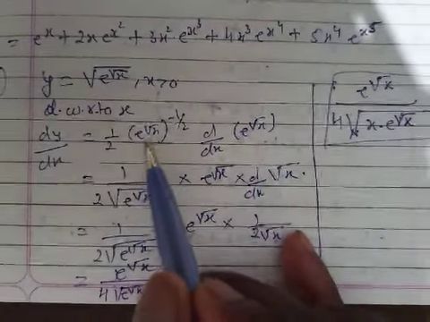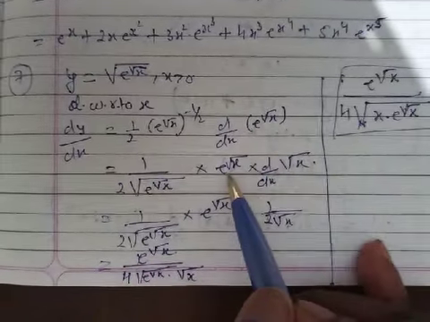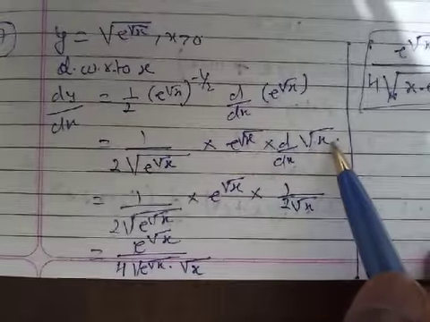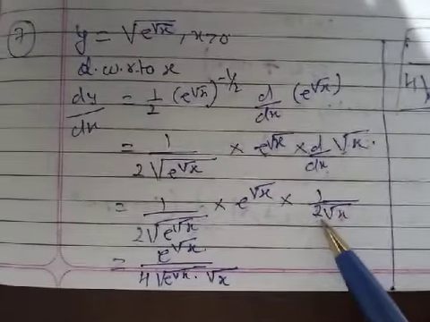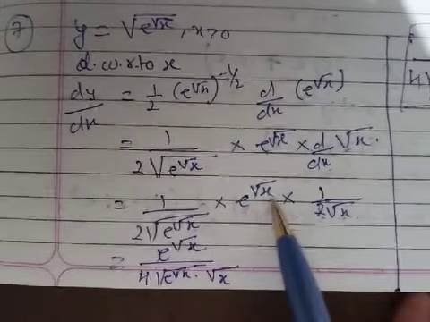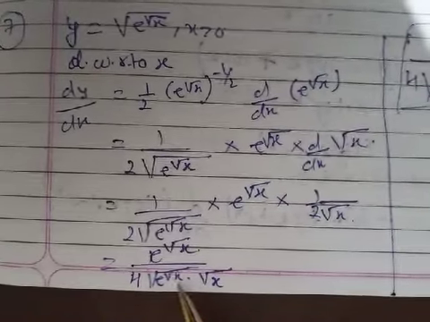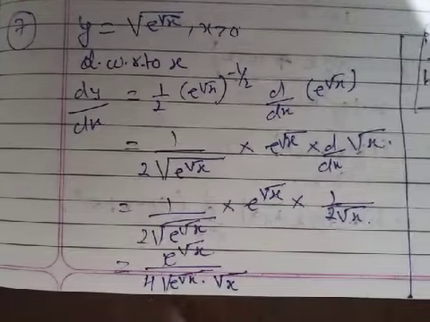Then the derivative of e raised to root x is e raised to root x only, and then we have to take the derivative of root x. Derivative of root x is 1 upon 2 root x. This will come into multiplication. This will also come into the multiplication. So what we get? e raised to root x upon 2, 2s are 4.